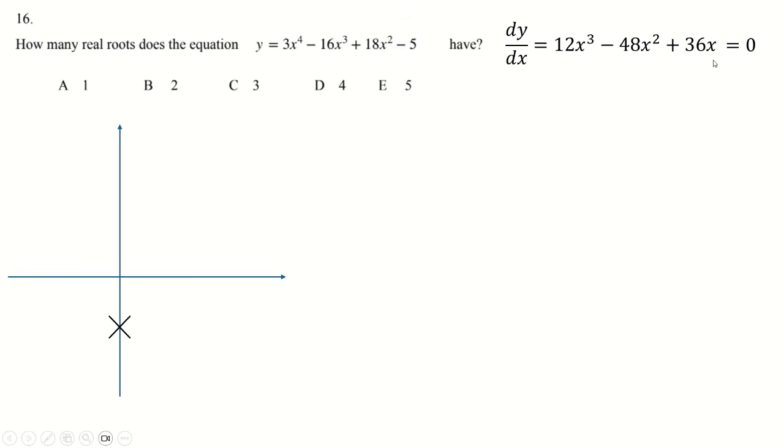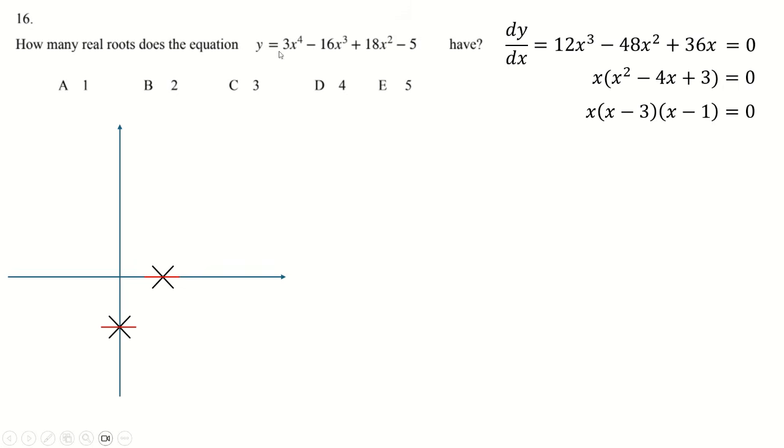So factorize out the x and also just divide everything by 12, and then factorize this, and you get turning points at 0, which means I can draw a line through here because I know that's the turning point, at 3 and at 1. Now at 1, it's easy to work out where this graph is. It's 3 minus 16 plus 18 minus 5, which is 0. So this has a turning point there at 1, 0.